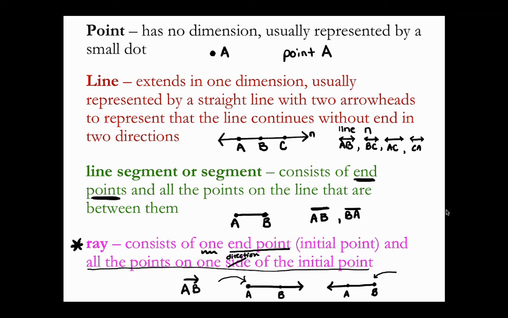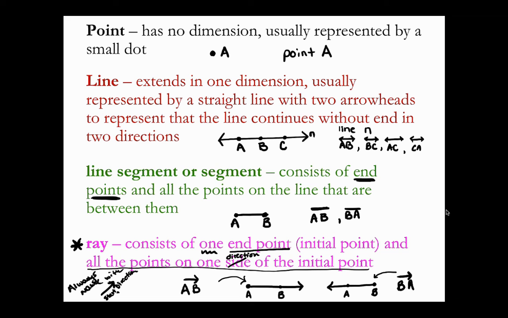When you're naming a ray, you always start with where it ends and where it goes, and you always put an arrow that has an arrowhead on the right side. So the ray AB starts at A and goes in the direction of B, and the ray BA starts at B and goes in the direction of A. You will always name it with an arrow that goes to the right, and you go with the start and then the direction.